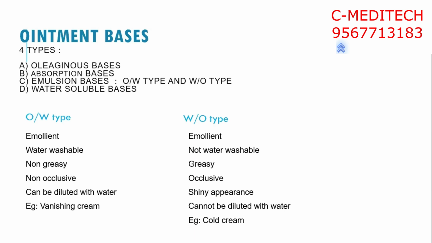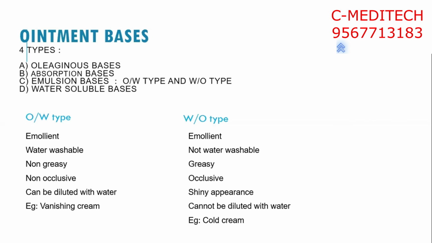And the emulsion bases are again classified into oil in water type of emulsion base and water in oil type of emulsion base. So now let's see the characteristics of these two types of emulsion bases. Both of them have the emollient property. In case of oil in water type of emulsion base, they have water in the external phase and oil in the internal phase. Therefore, they are easily water washable, non-greasy, non-occlusive, and they can be diluted with water easily. For example, we have vanishing cream.